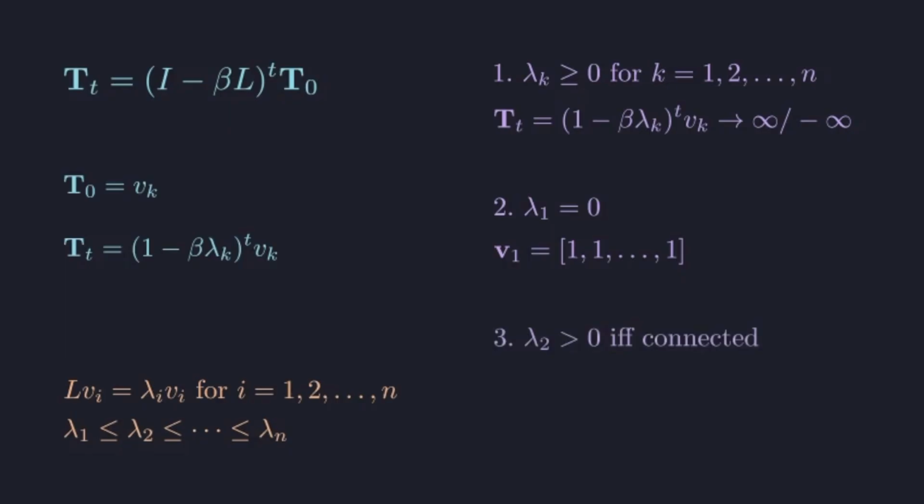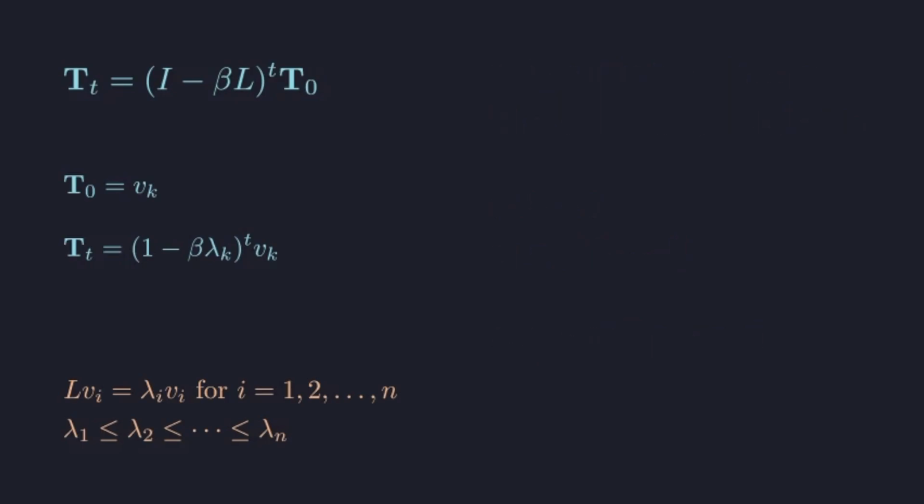We look at the solution for the case when the initial condition is an eigenvector once again. Here the temperatures of the vertices vary in a geometric progression. The common ratio is 1 minus beta lambda k. Since we have proved that all the eigenvalues are non-negative, the common ratio is always less than 1. We'll assume that beta is small enough so that the common ratio is also positive. This means that the common ratio is between 0 and 1 for all the eigenvectors.